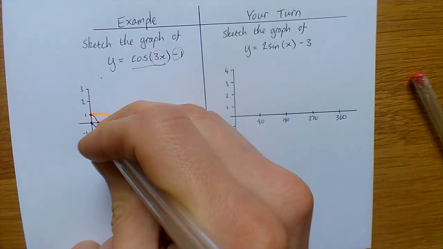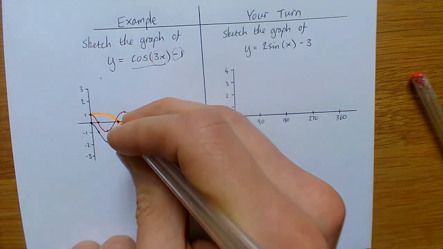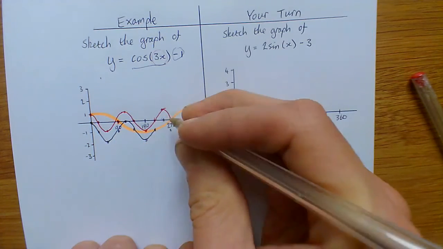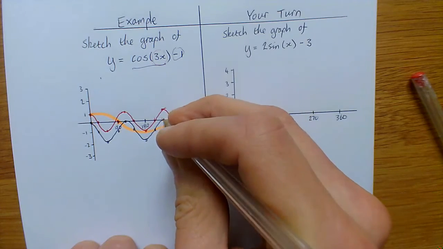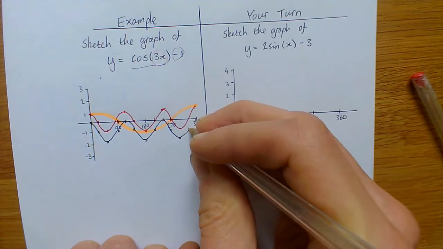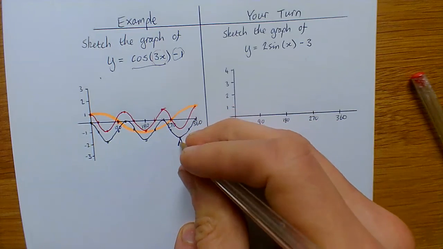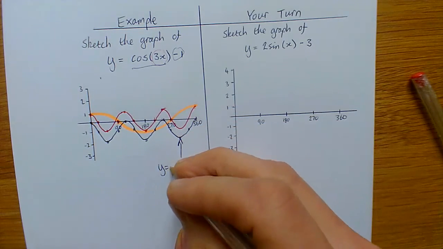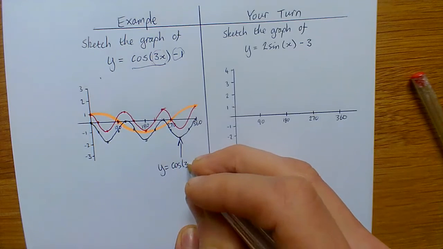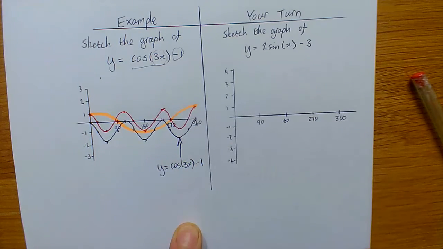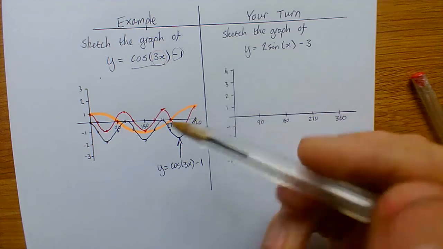So now my graph in black here is our new transformed graph. So this black curve is y equals cos 3x - 1.